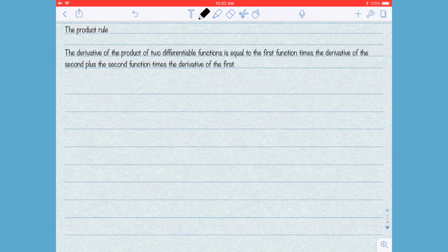So with the product rule, I've provided you a description here. The derivative of the product of two differentiable functions is equal to the first function times the derivative of the second plus the second function times the derivative of the first.